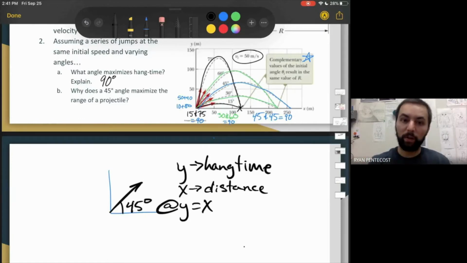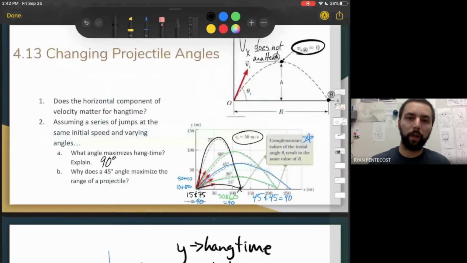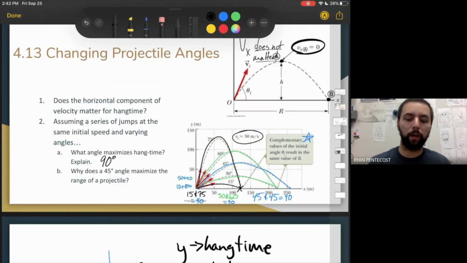Now, if you have too much of one or not enough of the other, then you're going to lose some distance. You're either going to get more hang time or more distance for your buck, right? But to get that perfect balance and to get the maximum range, you'd need 45 degrees. Okay, so that's our discussion on changing projectile angles. Complementary angles that add up to 90 will have the exact same range, given the same velocity, right?